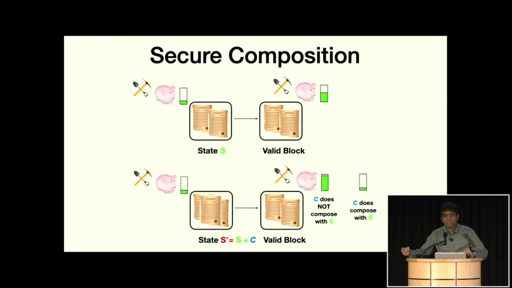And the MEV that you can extract from the new state S prime, if that is more than the MEV that you were able to extract without this contract in the original state, then we say that the new contract C composes securely with the original state. And if you can extract more MEV, then we say it doesn't compose securely. There are more parameters in this definition. I would encourage you to look in the paper for the formal definition.